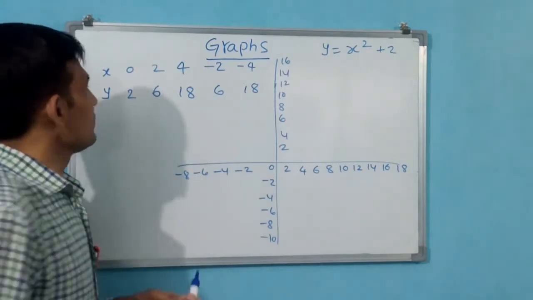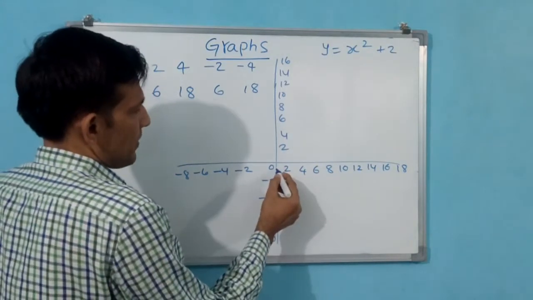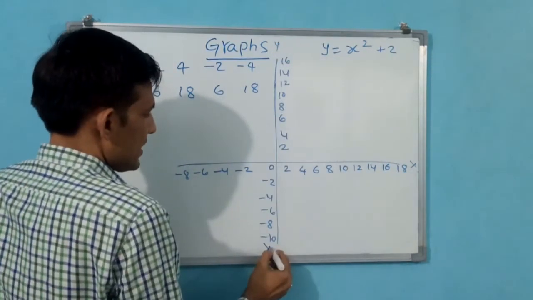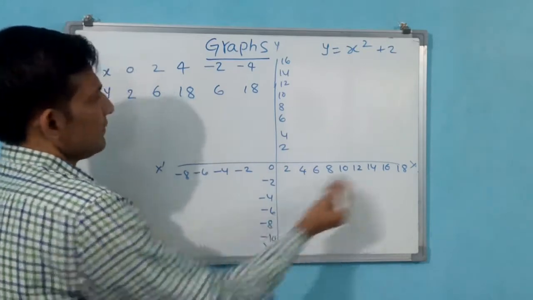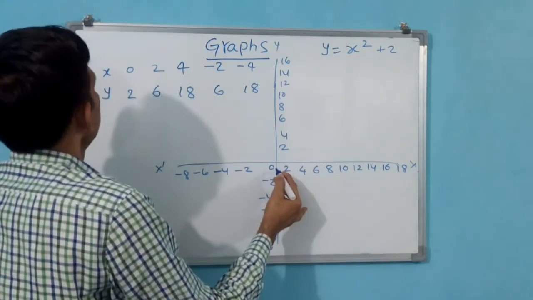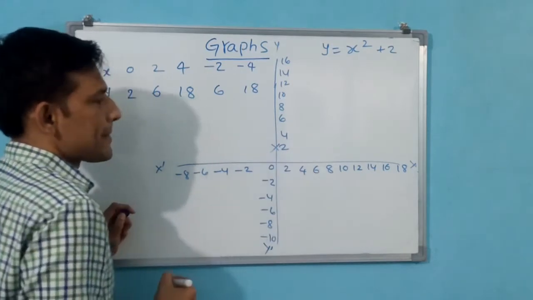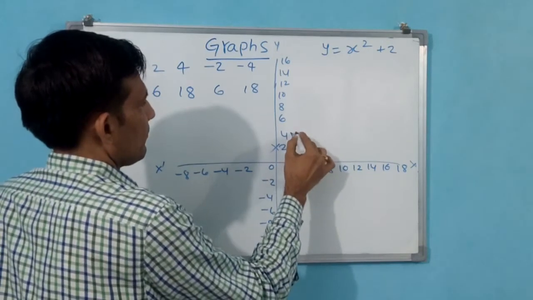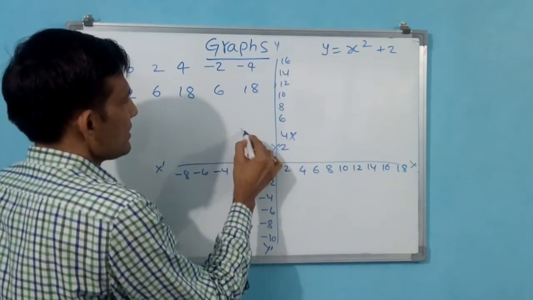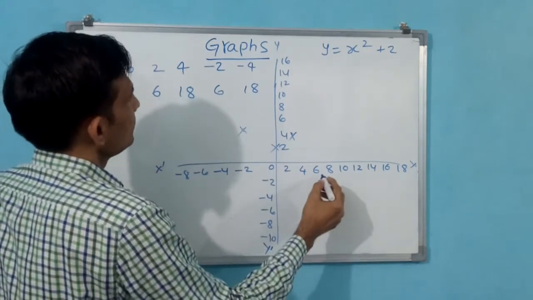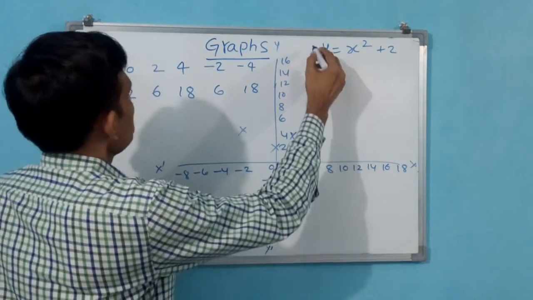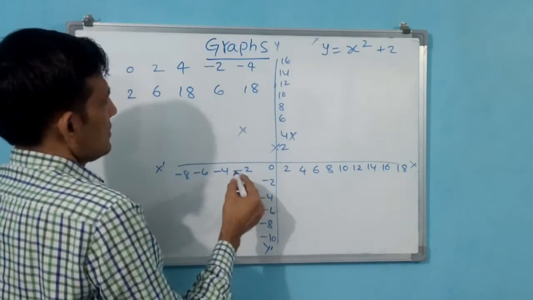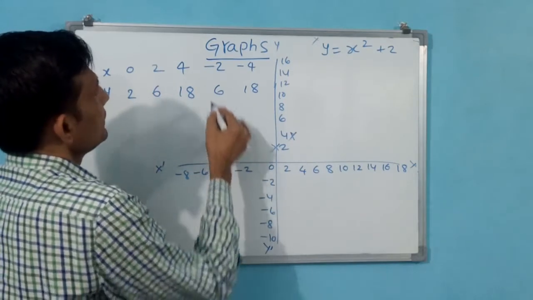Okay, now x is equal to 0, y is equal to 2. This is x, this is y, this is y dash, this is x dash. When x is equal to 0, y is equal to 2. When x is equal to 2, y is equal to 6. When x is equal to minus 2, y is equal to 6. When x is equal to 4, y is equal to 18. Minus 4, 18.